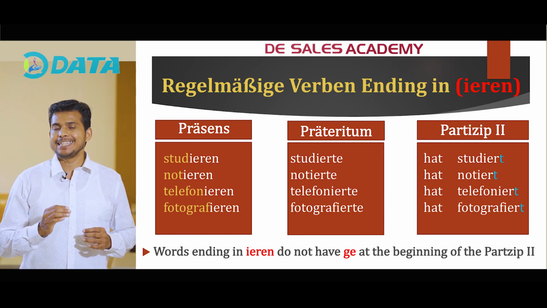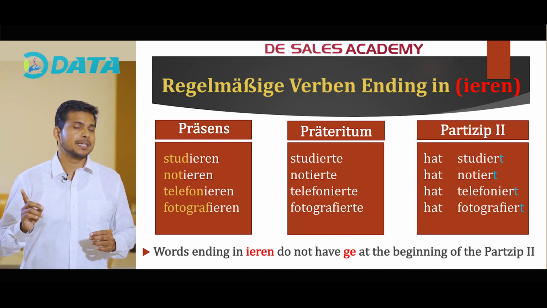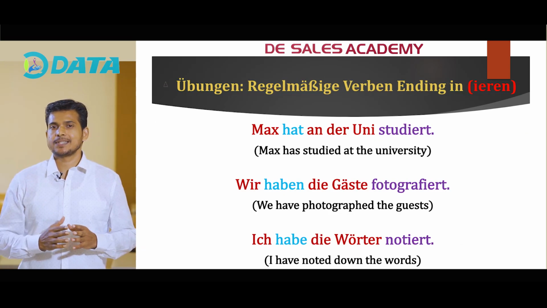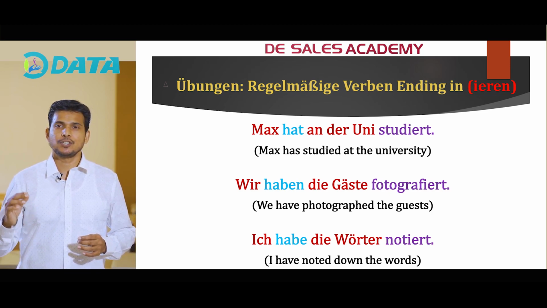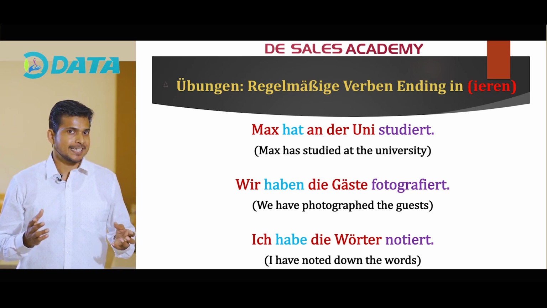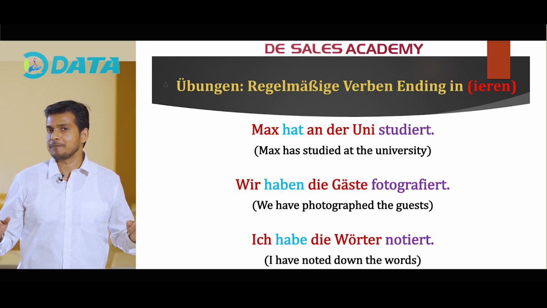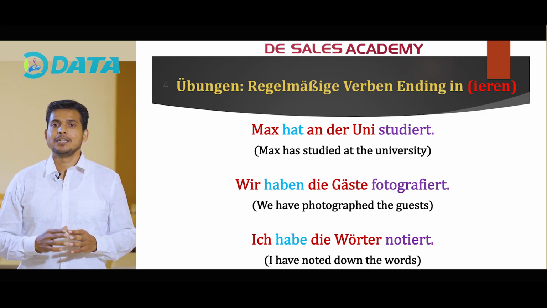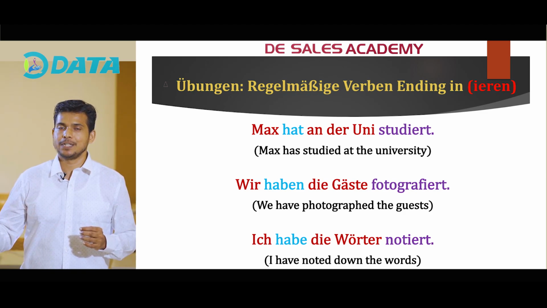When verbs are ending in ieren, they do not have ge at the beginning of participle zwei form. That is to be remembered. We have few sentences with such kind of verbs like Max hat an der Uni studiert. Max studied at the university. Wir haben die Gäste fotografiert. It is not wir haben die Gäste gefotografiert. It is wir haben die Gäste fotografiert. Und ich habe die Wörter notiert. I have noted down the words.